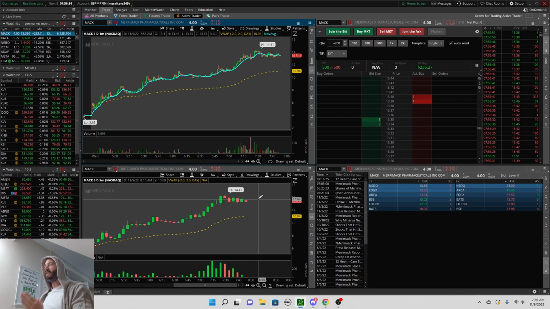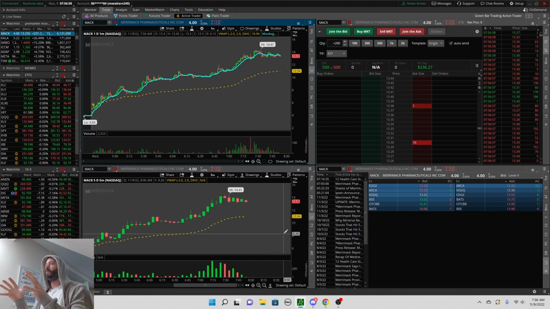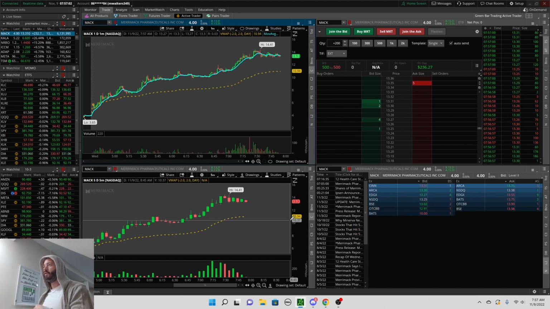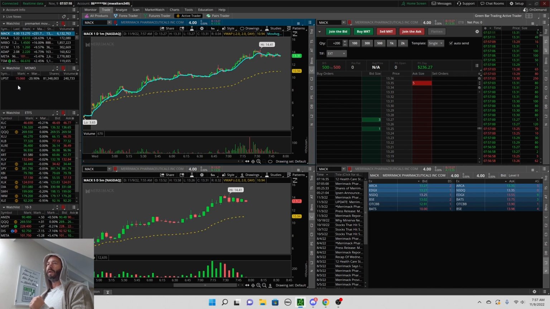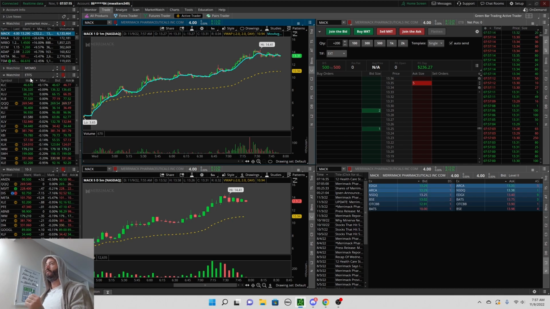So let's take a look at what this platform is right here. This is Thinkorswim. This is from TD Ameritrade. Very simple how I have it set up. So I have my gap scanner here. I also have my momentum scanner here. This is only to be used during the trading session, so I don't have that open right now.